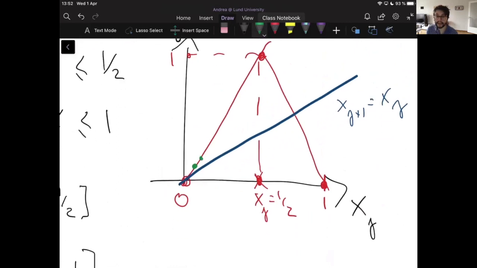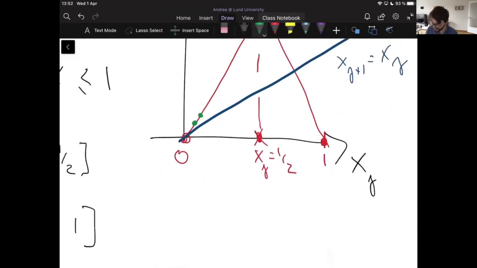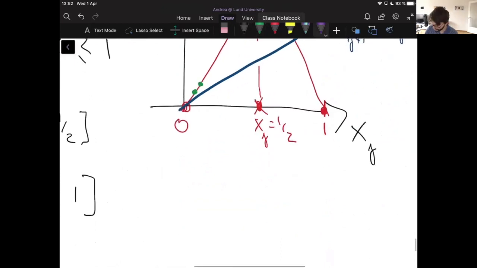So do you see the screen? Is it still on, the screen sharing? Yes. Okay, so you see these 2 points.